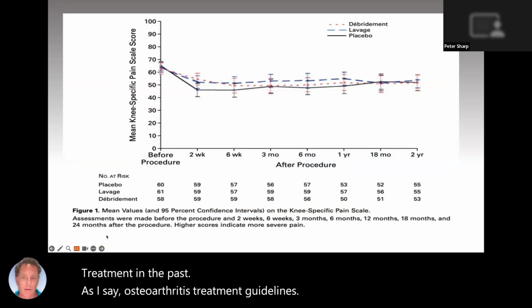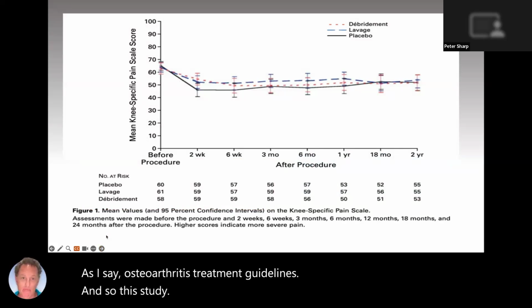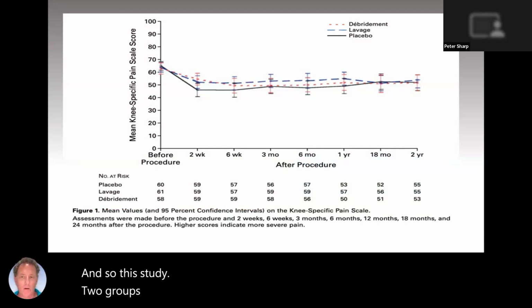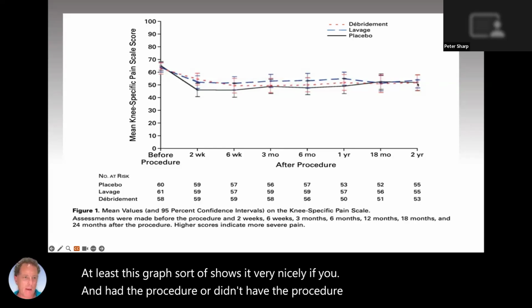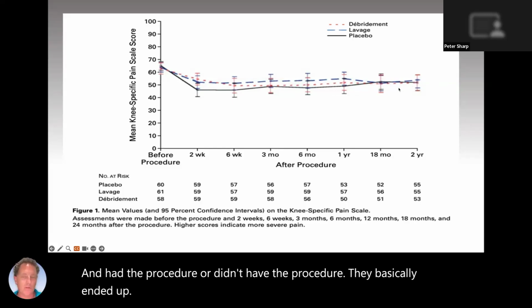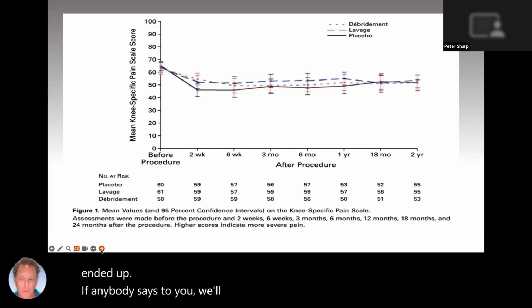And so this study came out about 20 years ago and basically looked at two groups of people. One group had an arthroscopy and the other group didn't have the arthroscopy. And this graph sort of shows it very nicely. If you look at all the groups at the end of 18 months to 2 years, whether they had the procedure or didn't have the procedure, they basically ended up at exactly the same point. So having the arthroscopy made no difference over an extended time period. So if anybody says to you, well, just do an arthroscopy, then you should say, no, thank you.